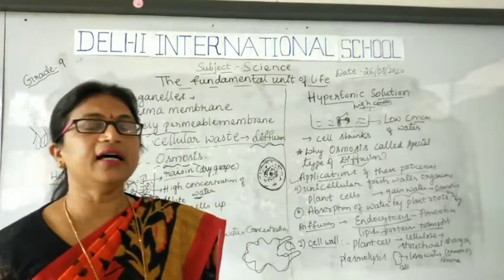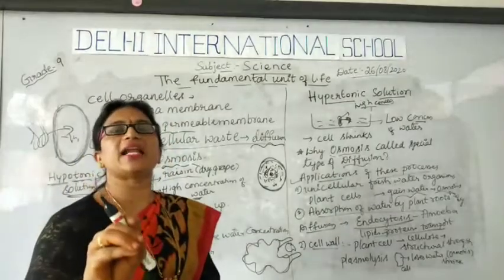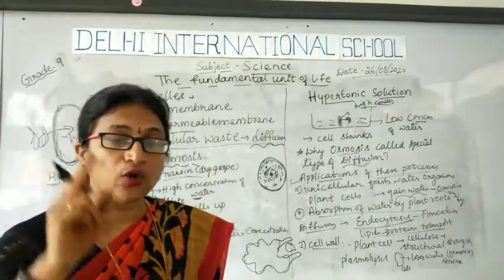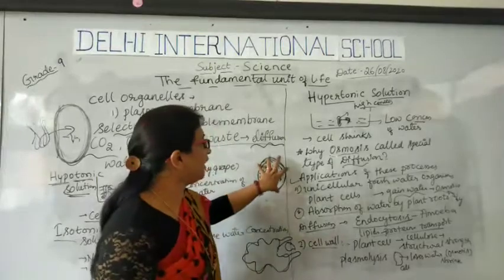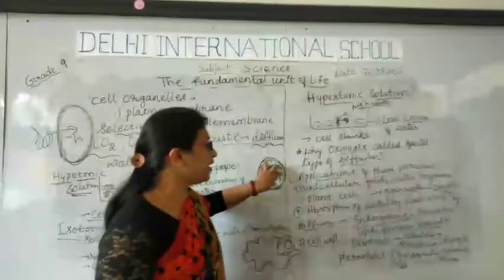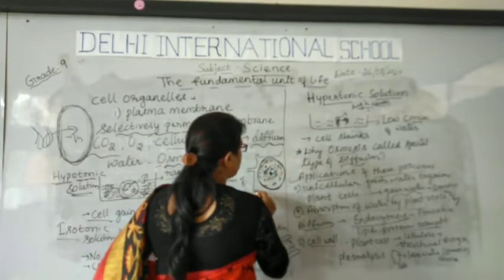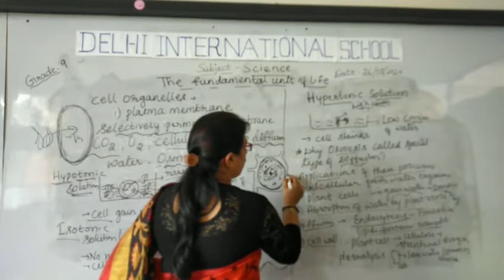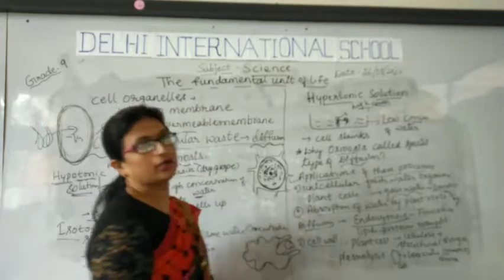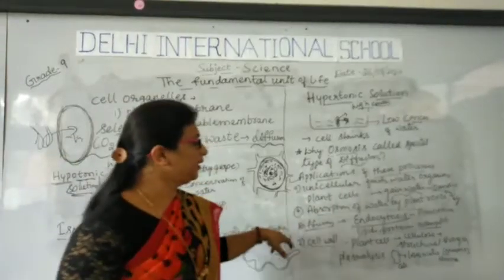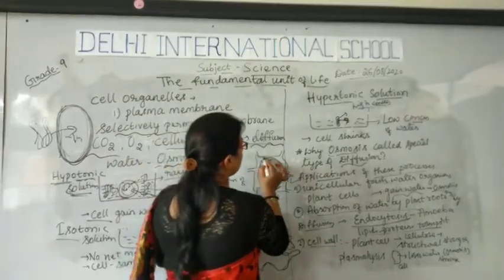So, next we will take the cell wall. Second cell organelle is the cell wall. Okay. So, this cell wall is present only in the plant cell. Remember, the cell wall is present only in the plant cell. It is not present in the animal cell. Animal cell contains only the plasma membrane and the cell contents, whereas the plant cell contains a rigid structure called the cell wall.